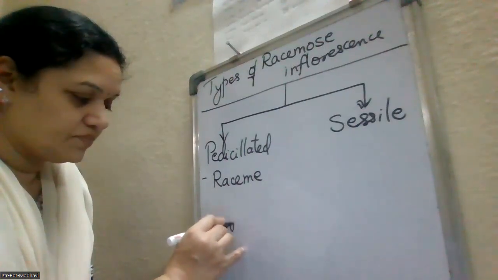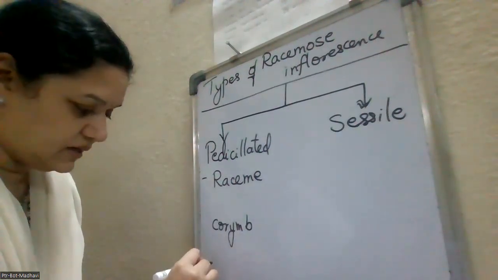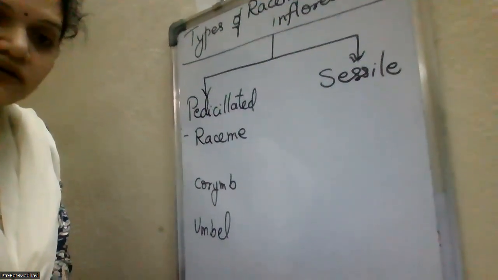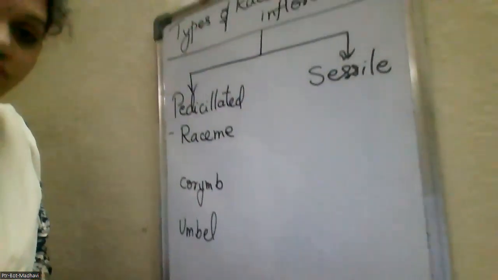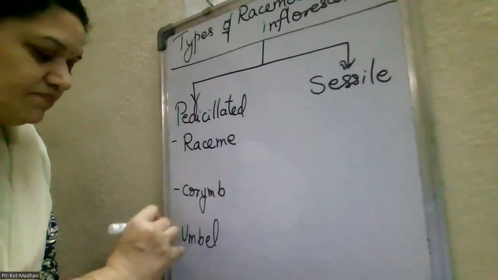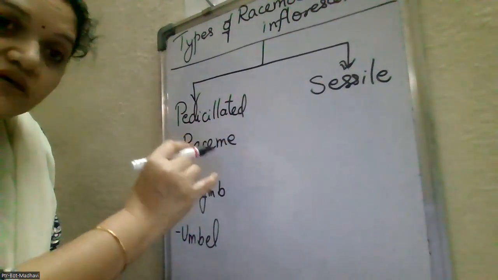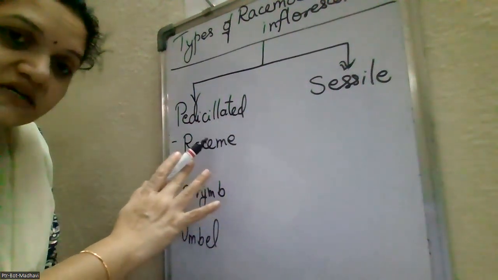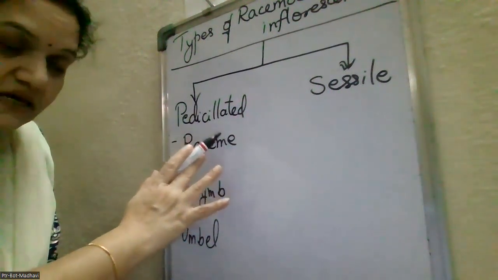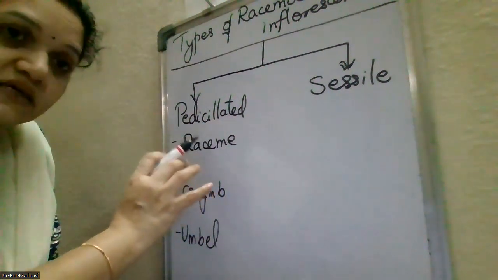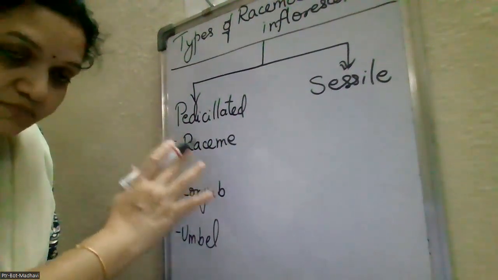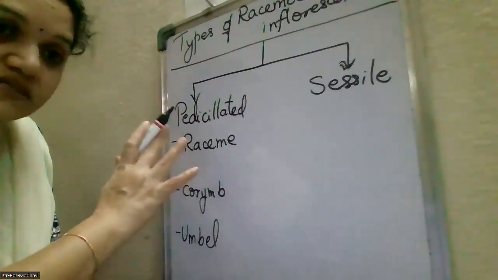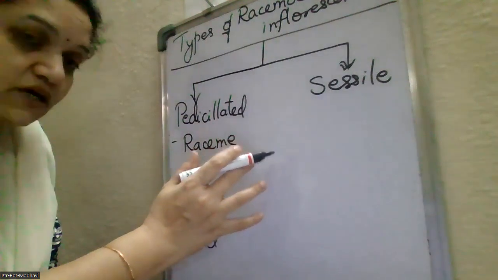Raceme, corymb, and umbel. These are the three types of the pedicellated racemose inflorescence. The first one is the raceme. In this, all the flowers are pedicellated, bracteated, and arranged on the inflorescence axis in acropetal succession. If the inflorescence axis is unbranched, then that is the simple raceme. If the inflorescence axis is branched, that is called the compound raceme.